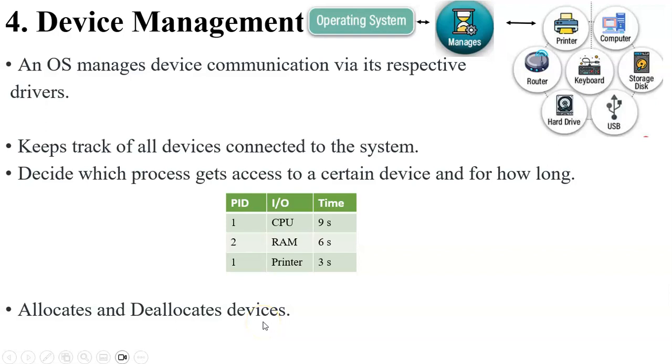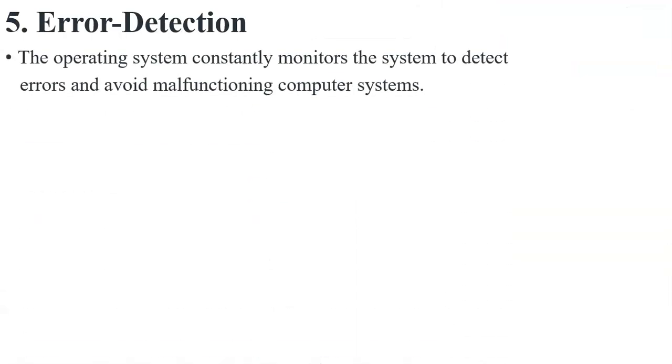So for a particular process to execute, if it is going to require some CPU cycles, main memory, then it is requiring keyboard, mouse, and the printer and scanner. So all these devices will be allocated. After the usage, they will be deallocated so that some other processes can use them. That is device management. Then let us go to the next one, that is error detection.